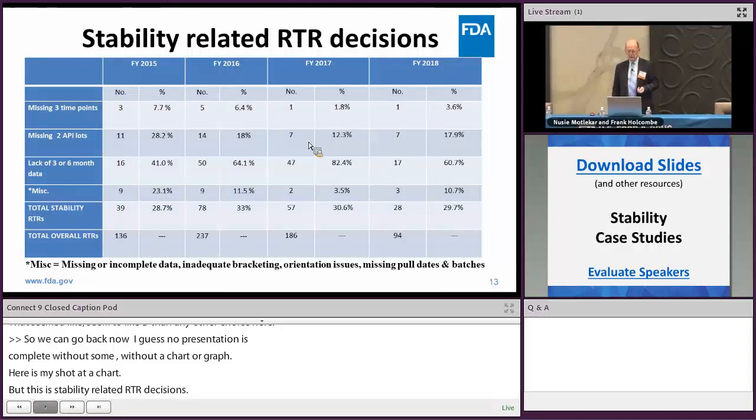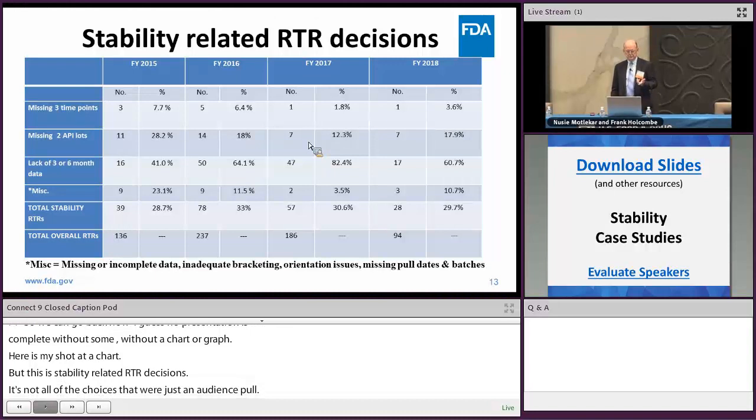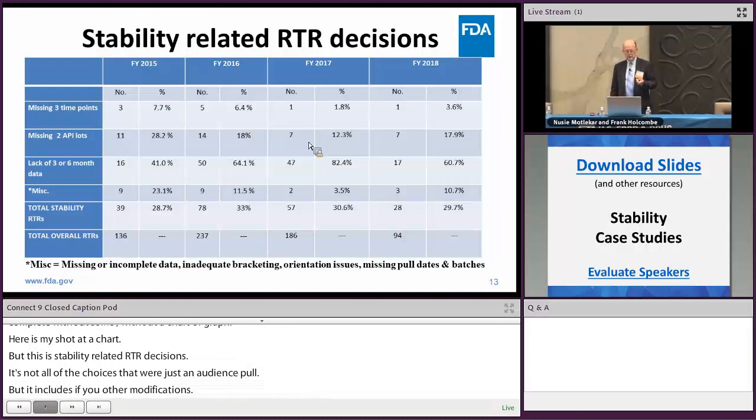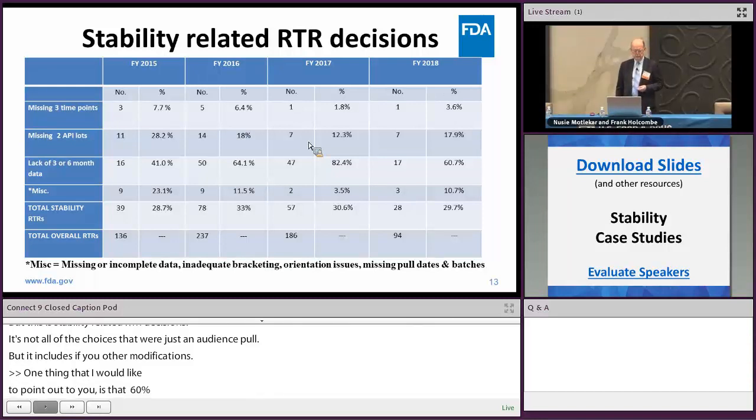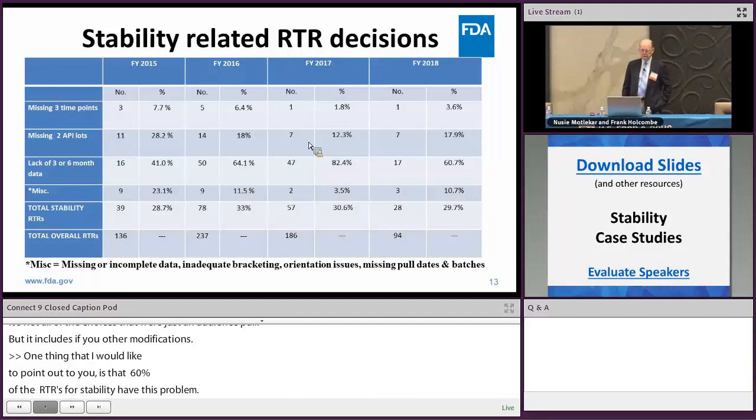The one thing that I'd like to point out to you is that 60% of the RTRs for stability have this problem. This is the answer number B. The other thing I'd like to point out on this chart is some things haven't moved very much over the years.